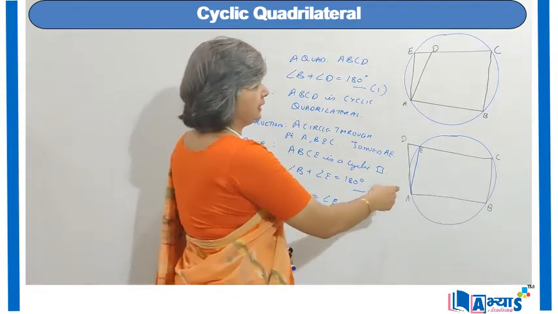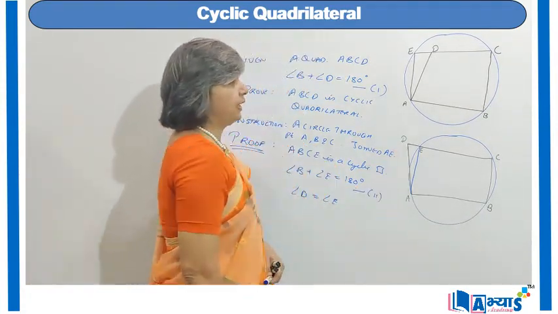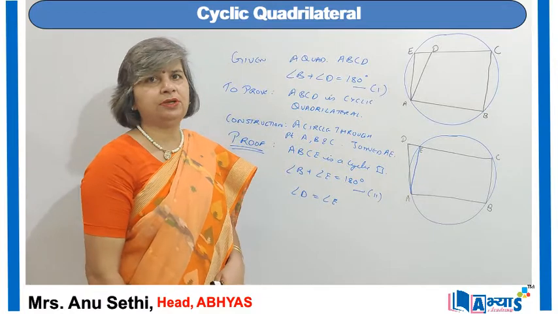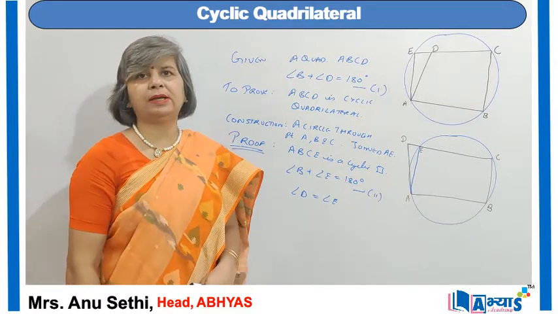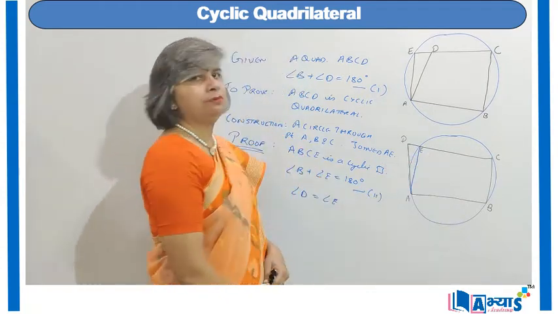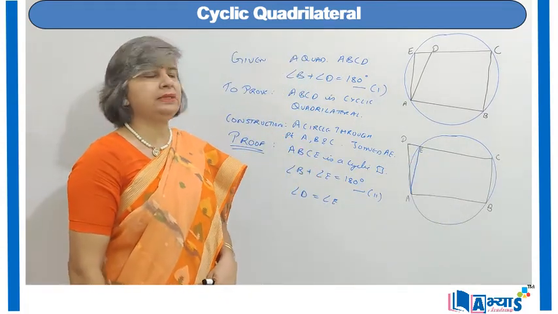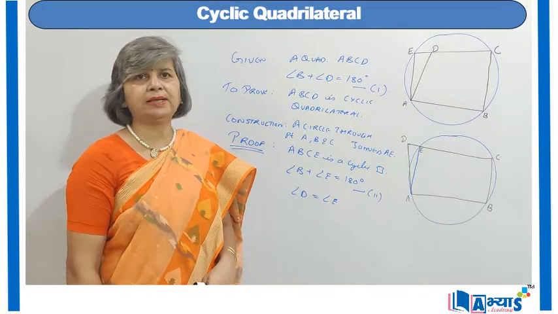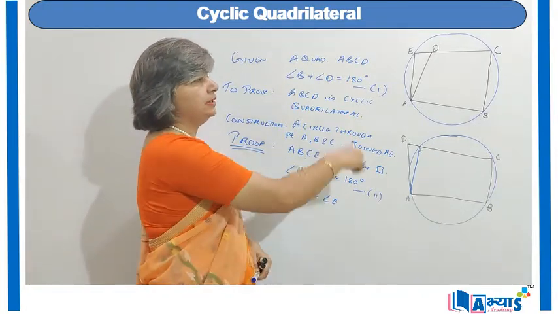Moreover, in the second case, ADE is a triangle in which angle E is the exterior angle and angle D is the interior angle. And again, the exterior angle E cannot be equal to the interior opposite angle, because it is greater than the interior opposite angle. So in both the cases, the assumption is wrong.